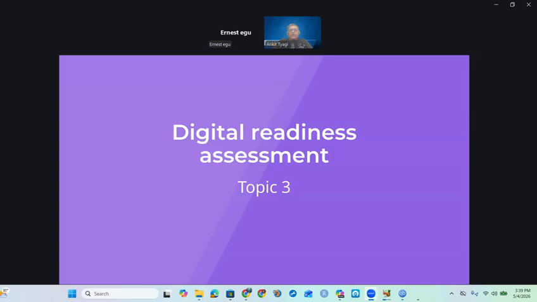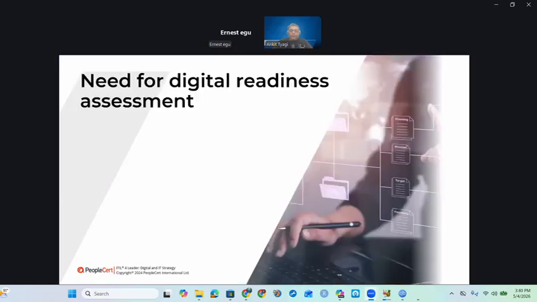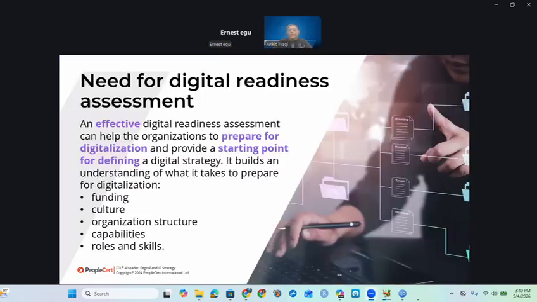Then there is digital readiness assessment. So let's see. Need for digital readiness assessment. An effective digital readiness assessment can help the organization to prepare for digitalization and provide a starting point for defining the digital strategy. Well, of course, how as an organization are we ready? How much are we ready to move ahead with digitalization is what we have to identify. So this can always become a starting point or a trigger point for creating the digital strategy.